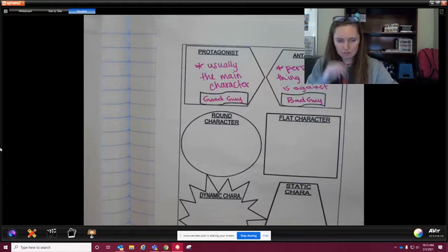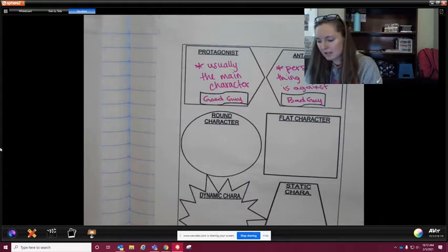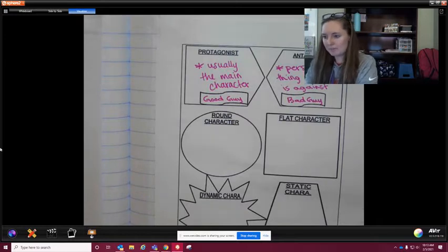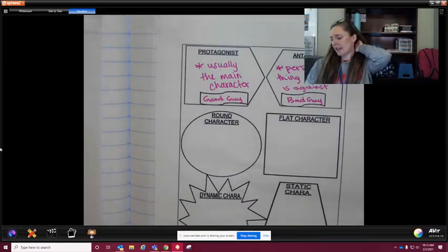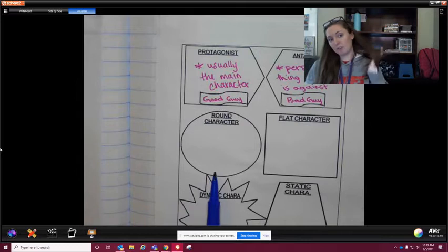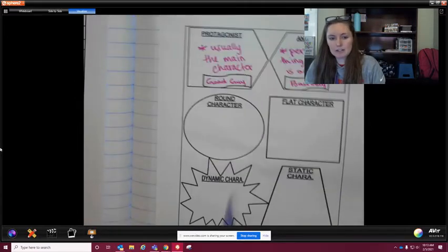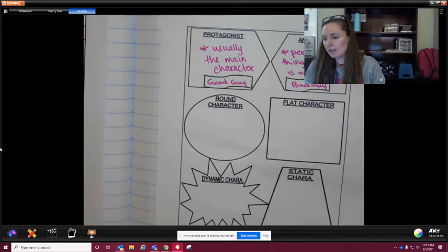Okay? Then we get down to the round character. I'm going to switch colors and pens just so you can see a little bit better. Then we get to round character. All right, so these are different characters that you're going to see. There's 4 of them. You have round character, flat character, dynamic character, and static character. The round character is a character that you know a lot about. You know a lot about them, their thoughts, their thinking, their emotions. You know those things, okay?